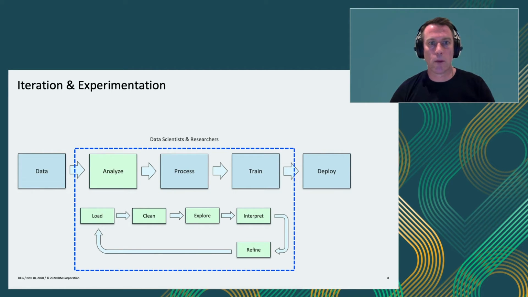Now, a core part of the data science and research workflow is iteration and experimentation. So this happens at each phase in this process. When data scientists are analyzing data, the data process doesn't just happen once. You don't just go through this workflow of loading, data cleansing, exploration, interpretation, and analysis, and then you're done.